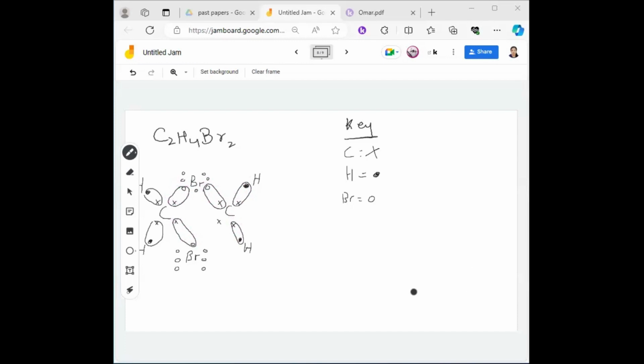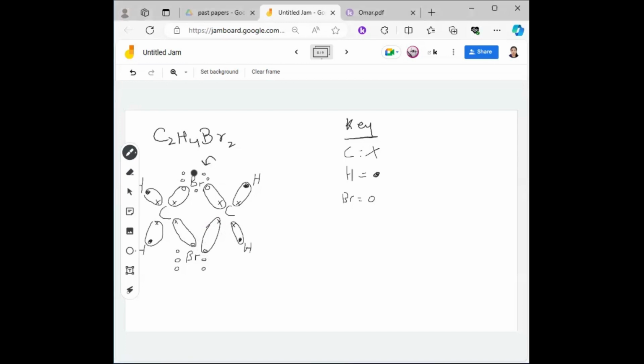Okay, good. Now draw the main structure. Wait a minute. How come carbon is left over here? No, no, no. Can't happen. Can't happen at all. Even over here also you made the same mistake.